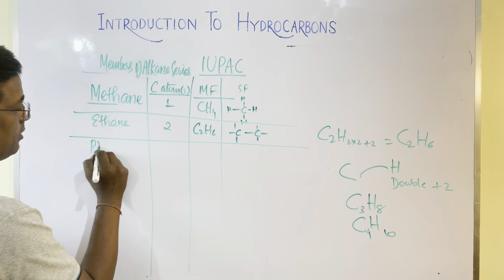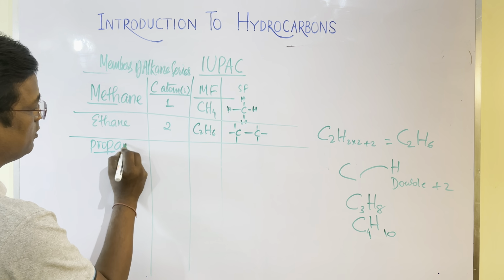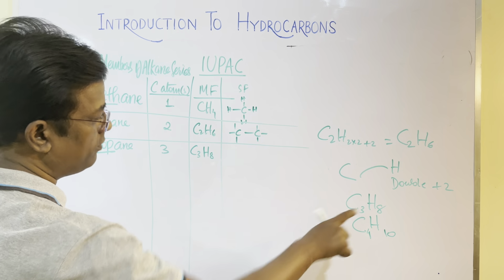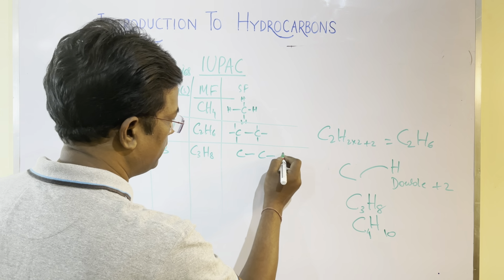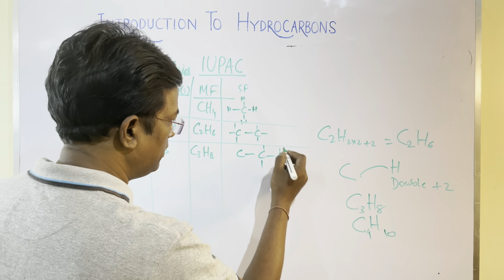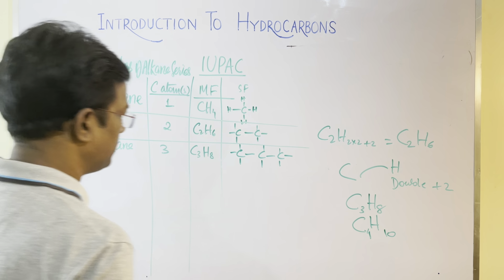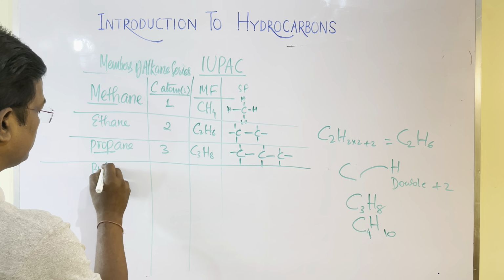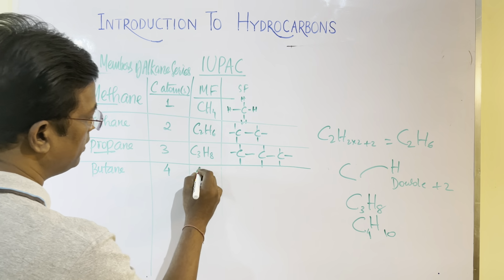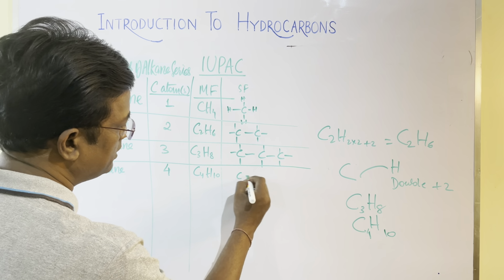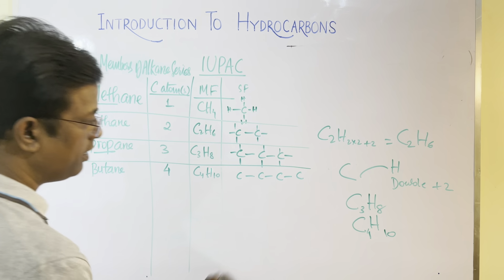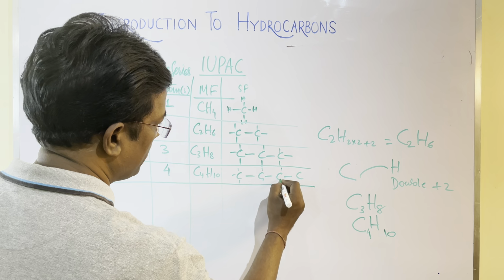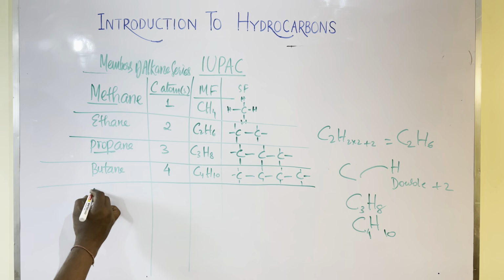Then propane, prop for 3, carbon atom C3, double plus 2, 8. We have to write the structural formula with C. I'm not writing the H here. At the end, fill it with H. Supply with H. Propane, then butane, 4, C4H10. You complete by supplying hydrogen like this. Then next is pentane.